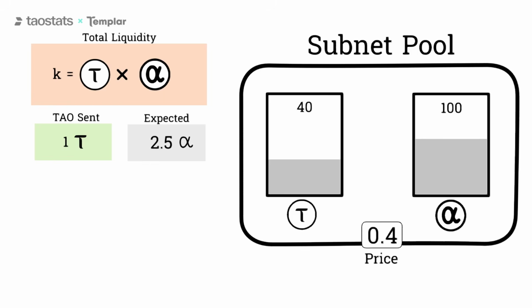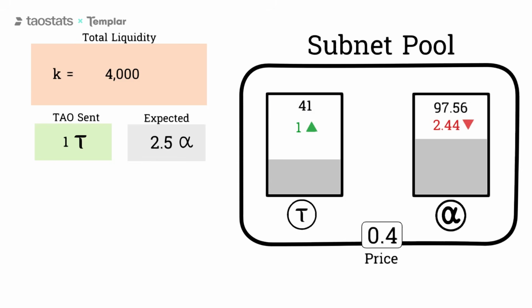K stays the same during a transaction with the subnet pool. In our example, 40 tau multiplied by 100 alpha makes a K of 4,000. When we send 1 tau to the pool, there's now 41 tau in the pool. In order to balance the pool so that K stays the same at 4,000, we need to reduce the alpha to 97.56. This is because 41 times 97.56 keeps our K at 4,000. This reduction is a difference of 2.44 alpha. So for our 1 tau, we'll actually receive 2.44 alpha.